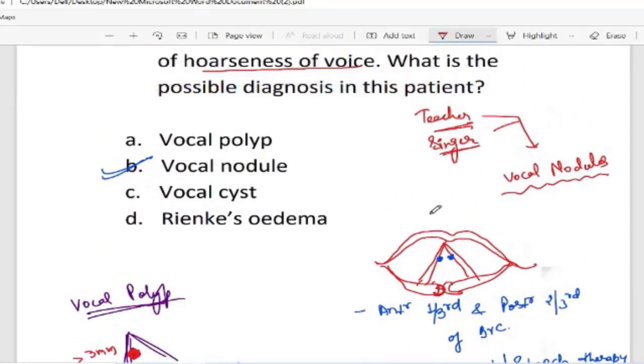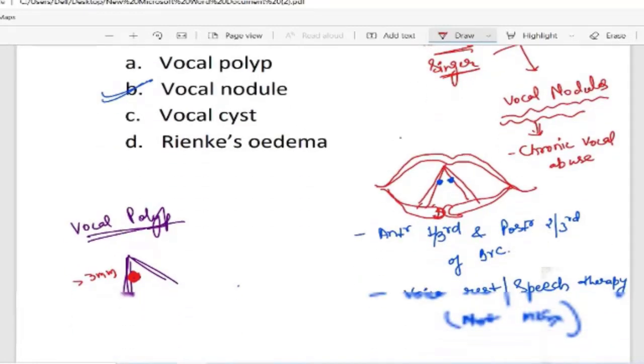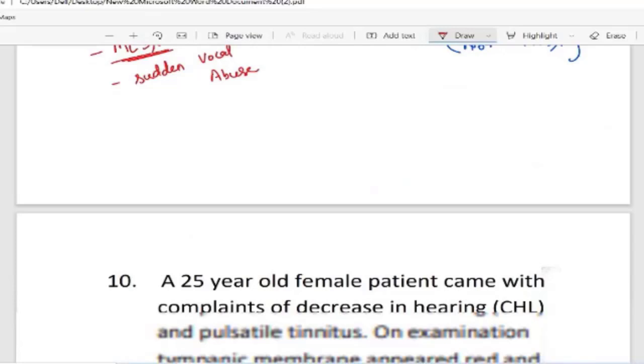Whereas nodules are caused by chronic vocal abuse, not by sudden but chronic vocal abuse. Understood? So the correct answer, whenever there is a teacher with a hoarseness of voice, is vocal nodules. Reinke's edema and vocal cyst we'll discuss later on, but here the correct answer is nodule.